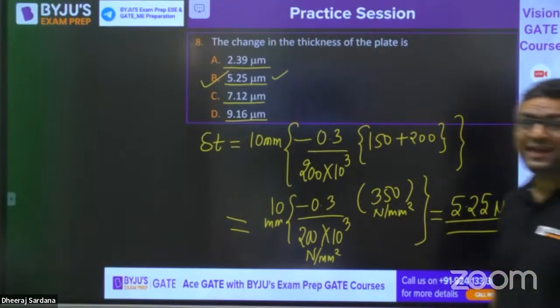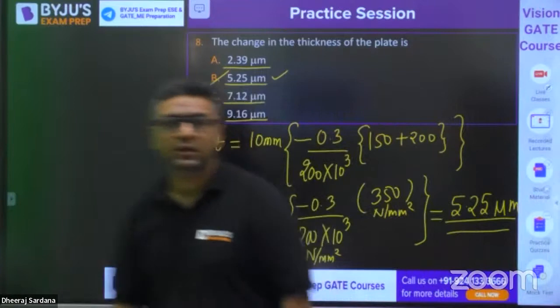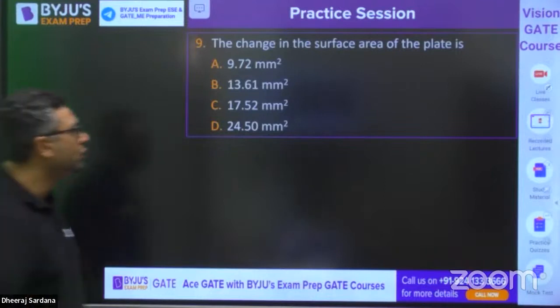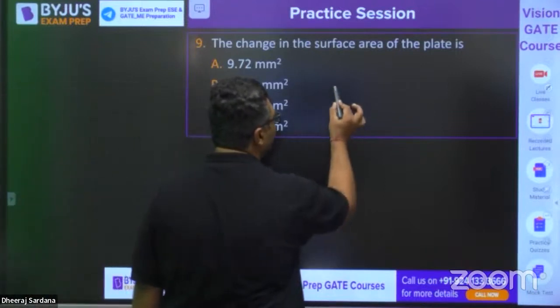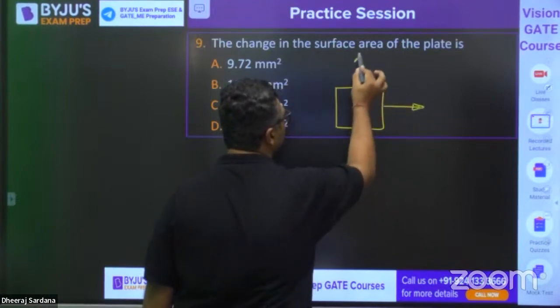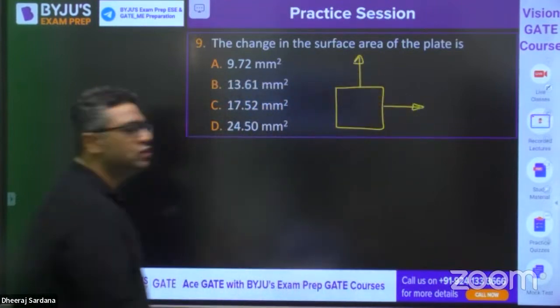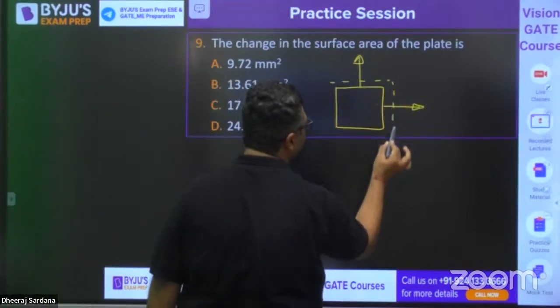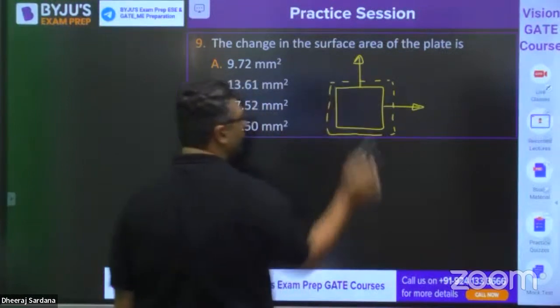Now, in the next question, for the same data, they are asking for the change in surface area of the plate. You know that you are going to apply two-dimensional tensile stresses. Here also tension, here also tension. Because of that, we can assume that there will be extension in X and Y direction. So they are asking for the change of area.